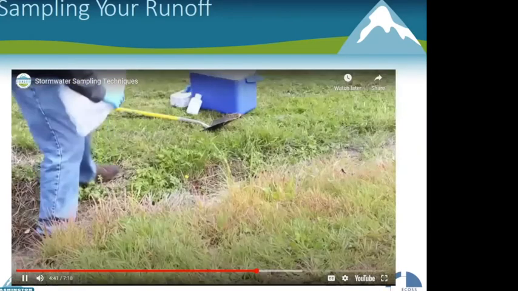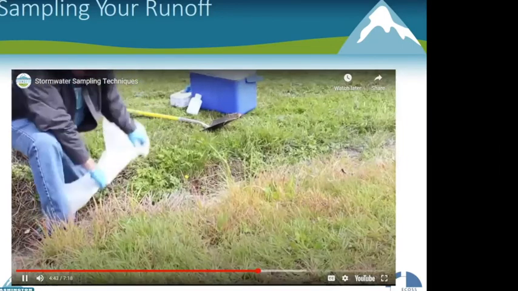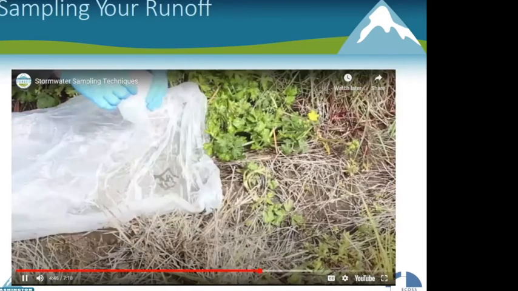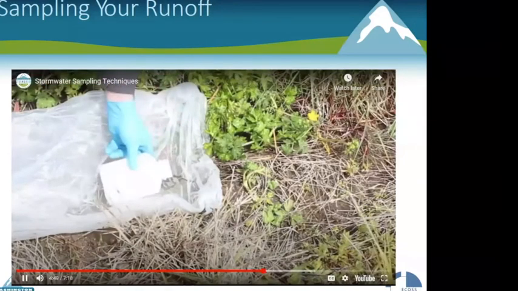Dig a depression deep enough for the bottle and line it with plastic. Make sure any sediment settles before you take your sample. Point the bottle upstream and fill to the desired level.